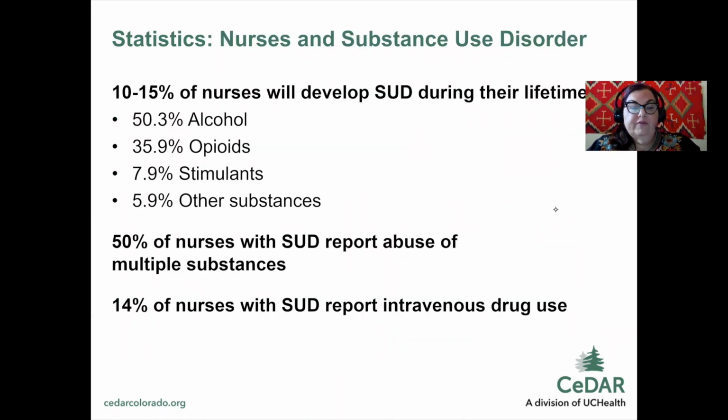If you look at all of the research that's been done looking at nurses and substance use disorder, typically you'll find that 10 to 15% of nurses will develop substance use during their lifetime, and you can see a breakout there of different specific substances. This is slightly higher than the general public. Similar to the general public, 50% of nurses with substance use report the use of multiple substances, and very differently than the general public, 14% of nurses with substance use report intravenous drug use, which is significantly higher than the general public.